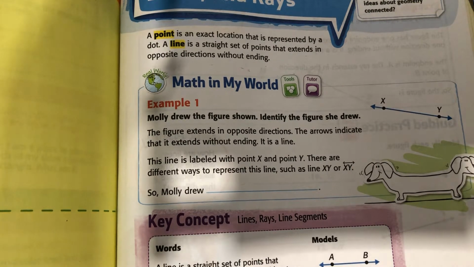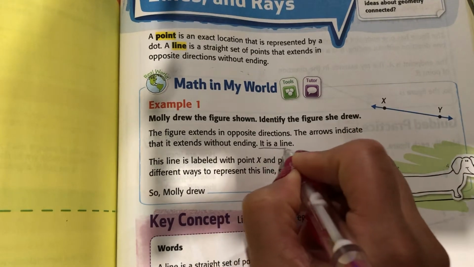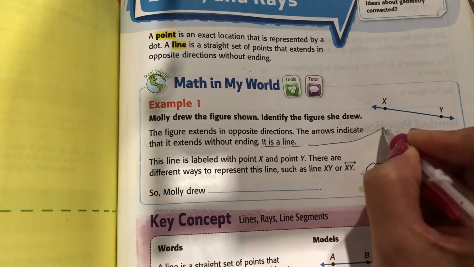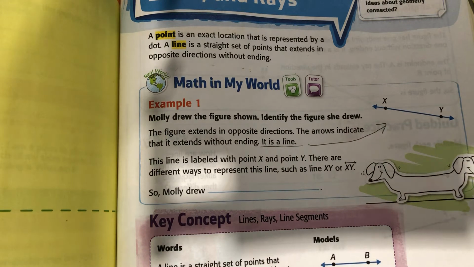Molly drew the figure shown here. Identify the figure she drew. The figure extends in opposite directions. The arrows indicate that it extends without ending. It is a line. Okay, so stop right there. I want you to underline this. And I want you to put a little pointer there. Okay, let's do that. I write, you write. Let's go. I shouldn't see your hands. You should have a pencil in your hand ready to go.